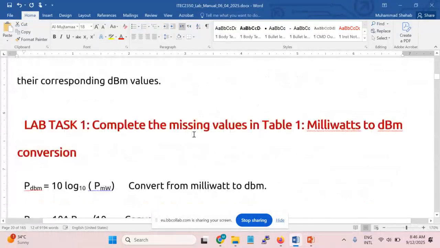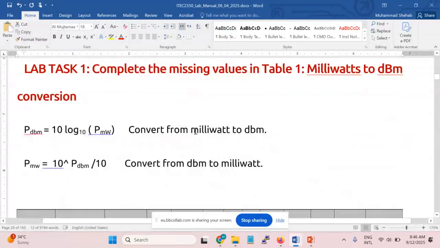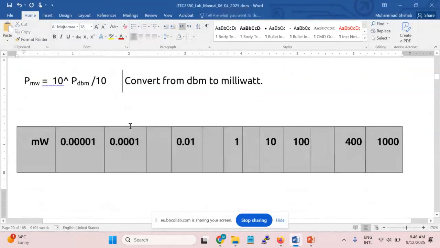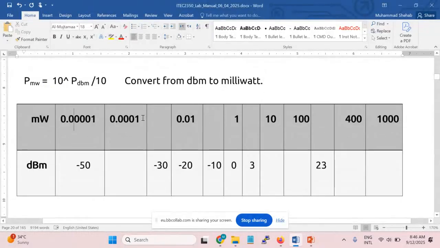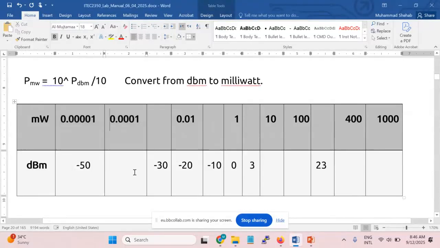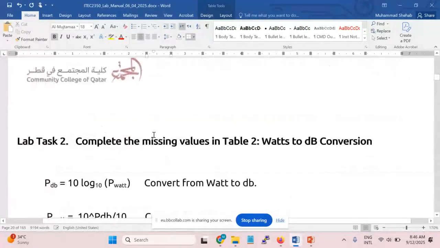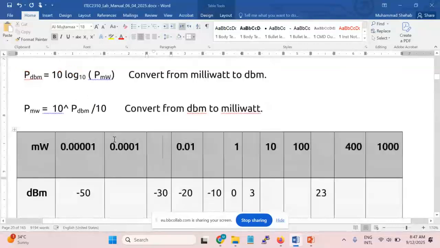Let us start with task 1. Task 1: complete the missing values in table 1. Convert milliwatt to dBm. He gave me the power in milliwatt and I need to convert it to dBm, and the opposite: I have the power in dBm, I need to convert it to milliwatt. So we will work this table. Okay?